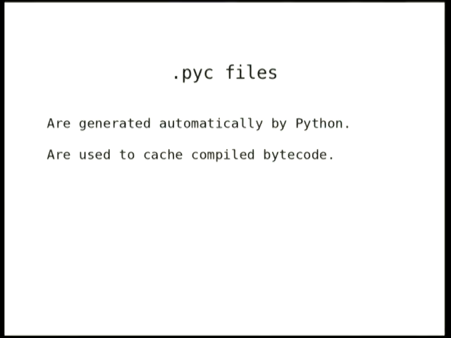Here's an example: .pyc files. You've all seen them? Kind of vaguely what they're for? Yeah, okay, good. So these are basically caches of your compiled bytecode that Python generates so that it doesn't have to parse your code over and over again.